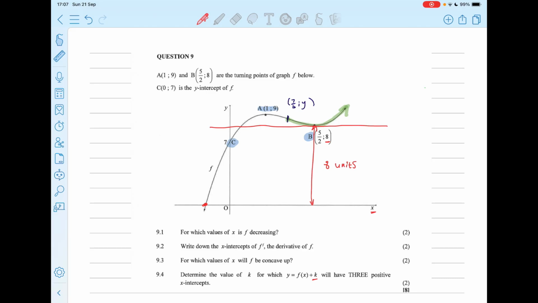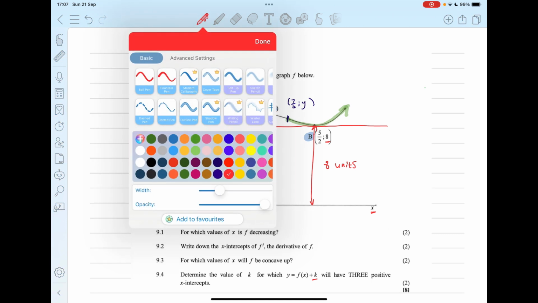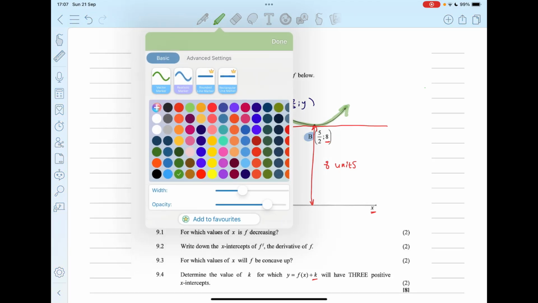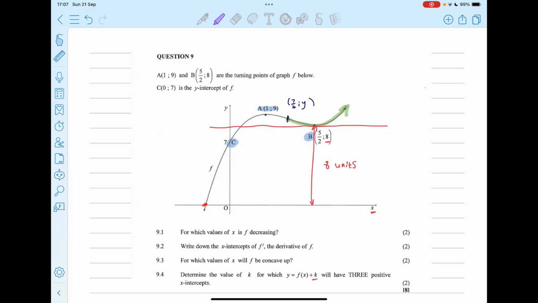And the moment it surpasses that 8 units, that's when we start seeing more x-intercepts, right? Because at exactly 8, we only have 2. So that would be, let's change colors, I can pick purple here and there. And we wanted to have 3. So it needs to be more than 8 units.